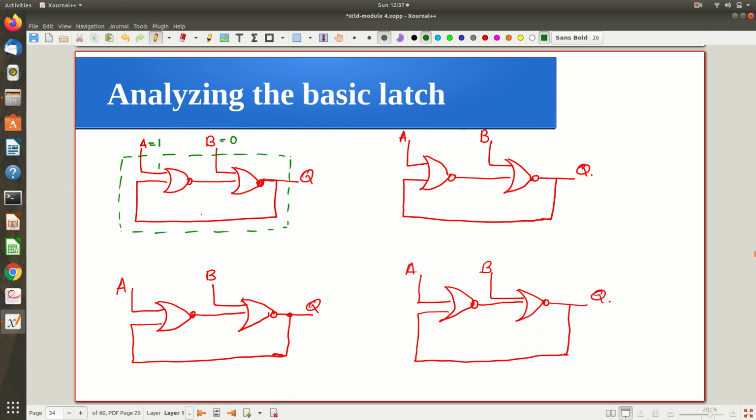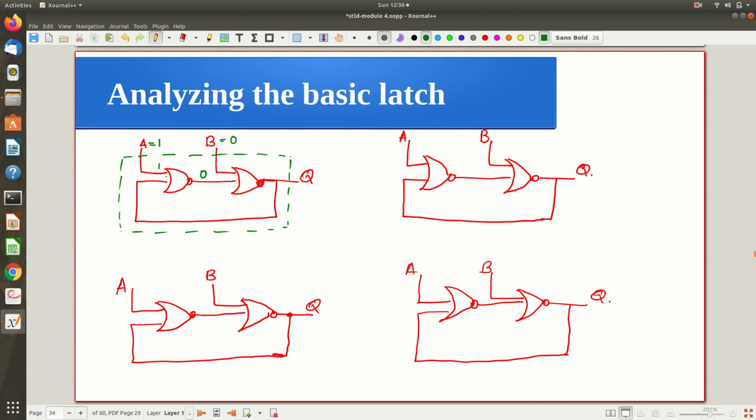Irrespective of this feedback input, whether the circuit is already containing 0 or 1, whatever is coming, whenever this is 1, this NOR gate will give you the output 0. So this is always fixed. Okay, this is what is needed for you. This is the main understanding needed.